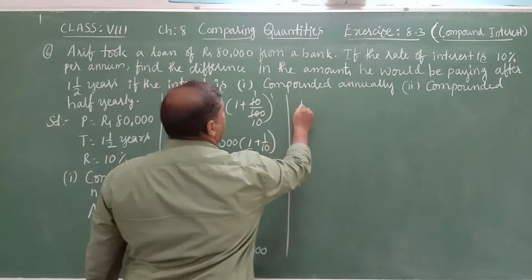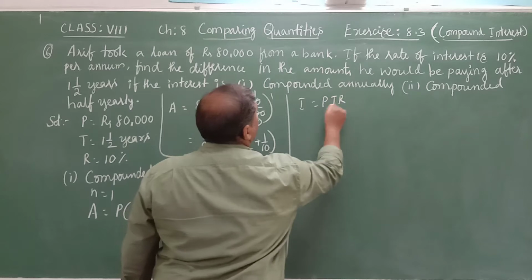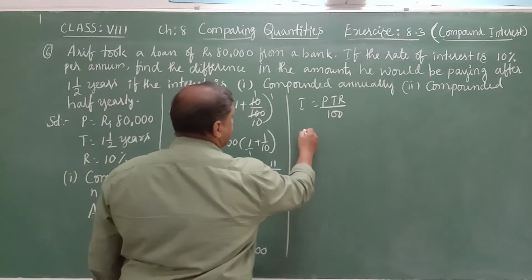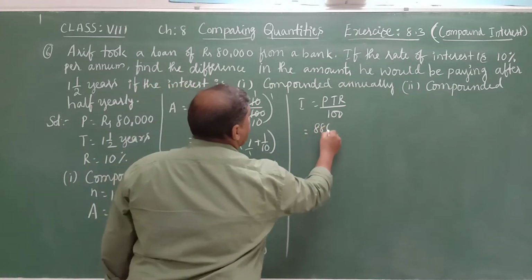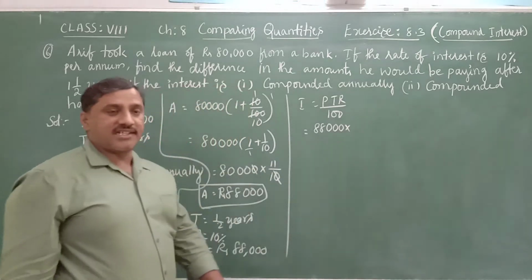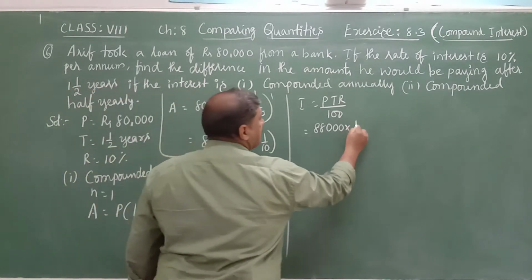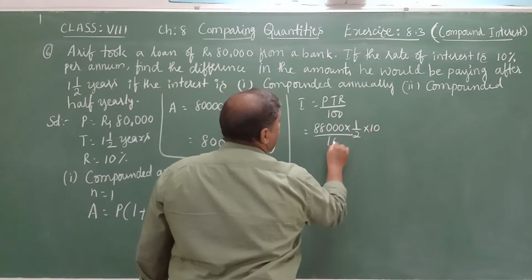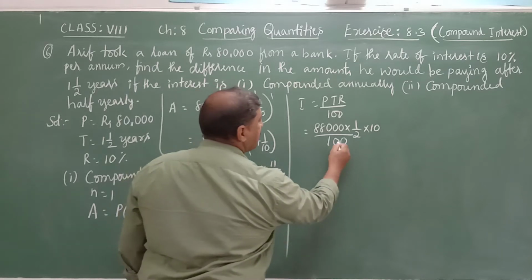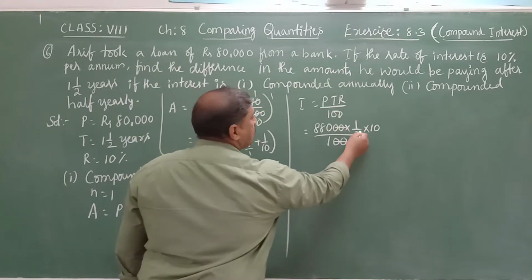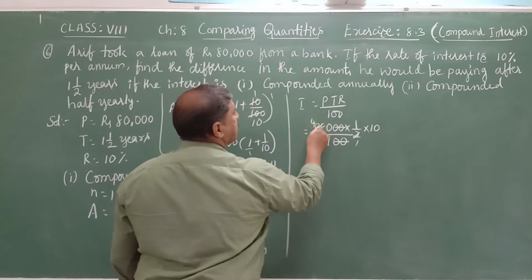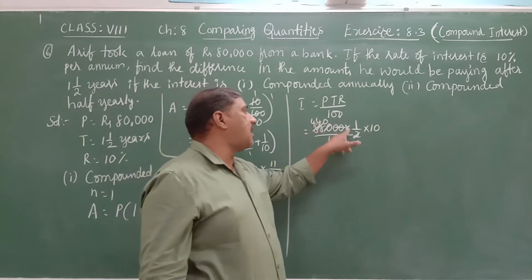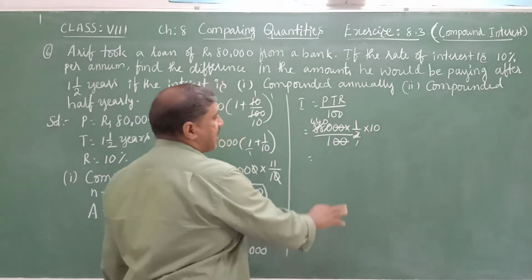Now simple interest I is equals to PTR by 100. Now substitute: principal 88,000 into time T is equals to 1.5 year into rate of interest R is equals to 10, divided by 100. Now you see here 2 zeros and 2 zeros are cancelled. 2 ones are 2, 2 fours are 8, 2 fours are 8, 2 zeros are 0. Now what is it? 440 into 1 into 10. Multiply with the 10. 1 into 10 is 10.